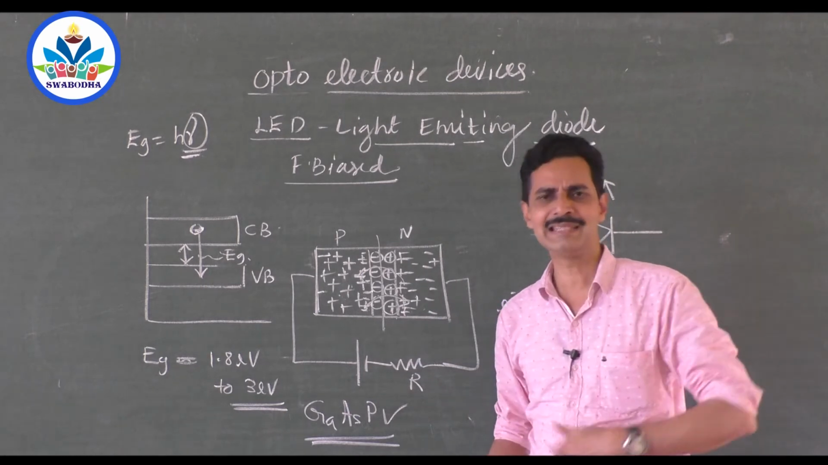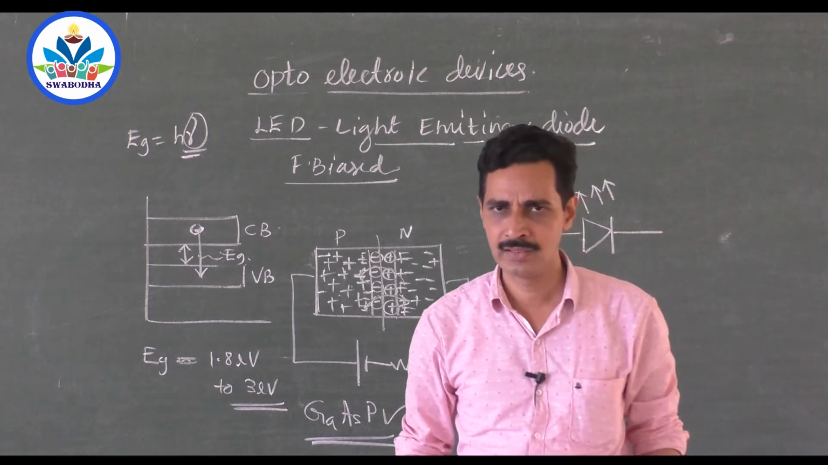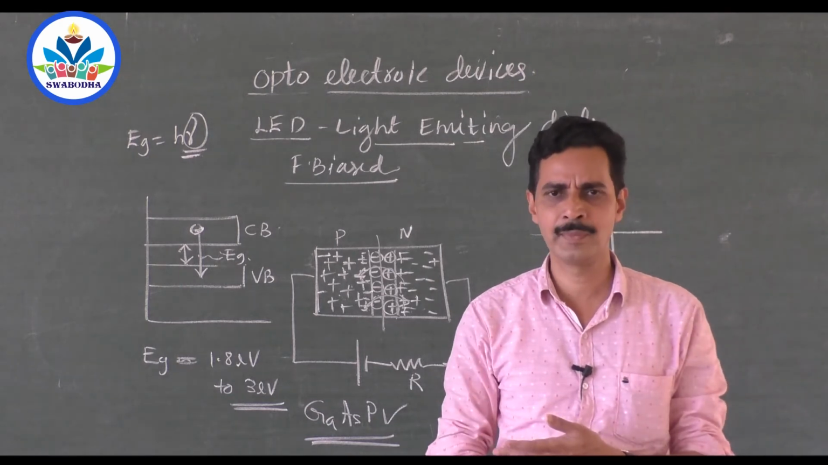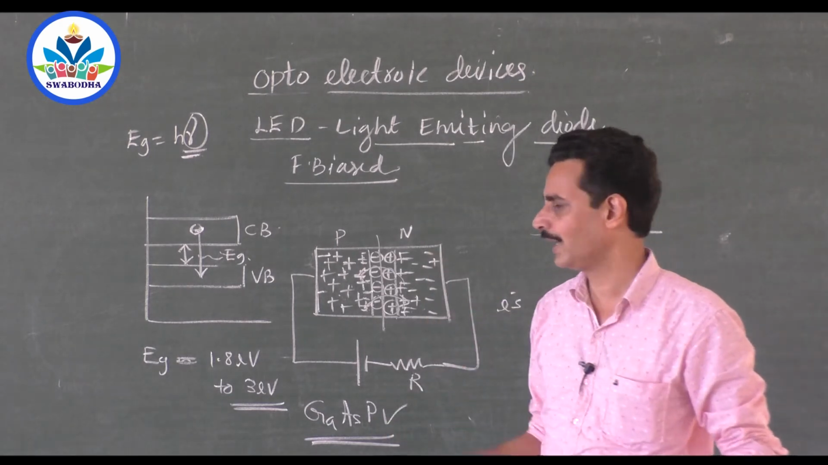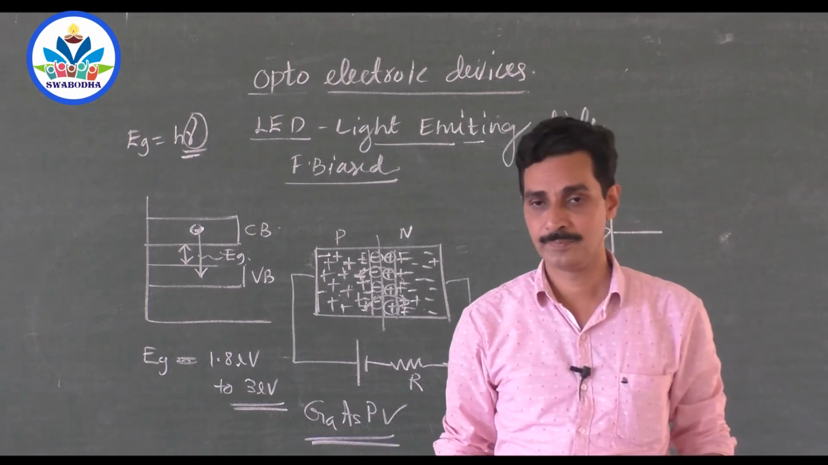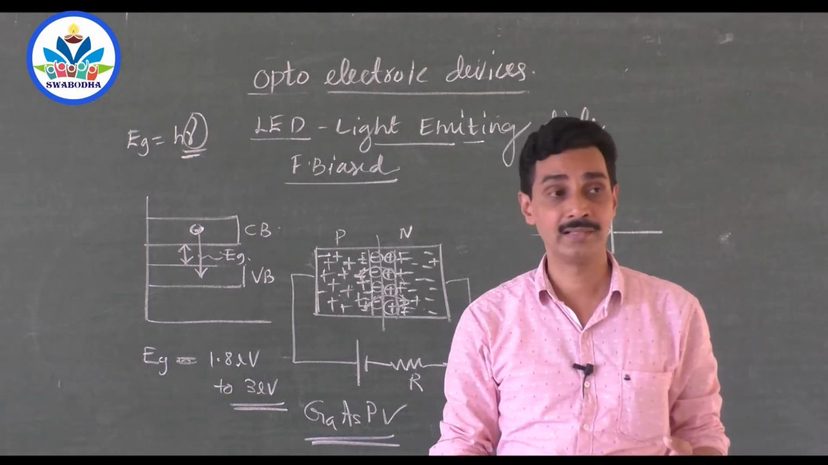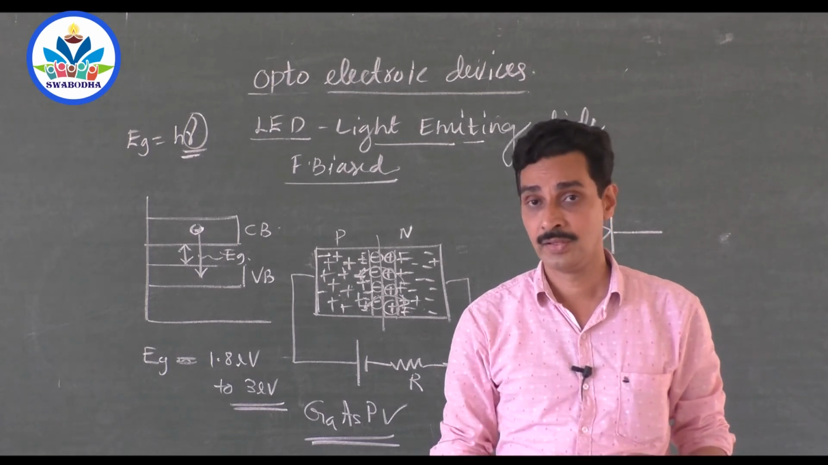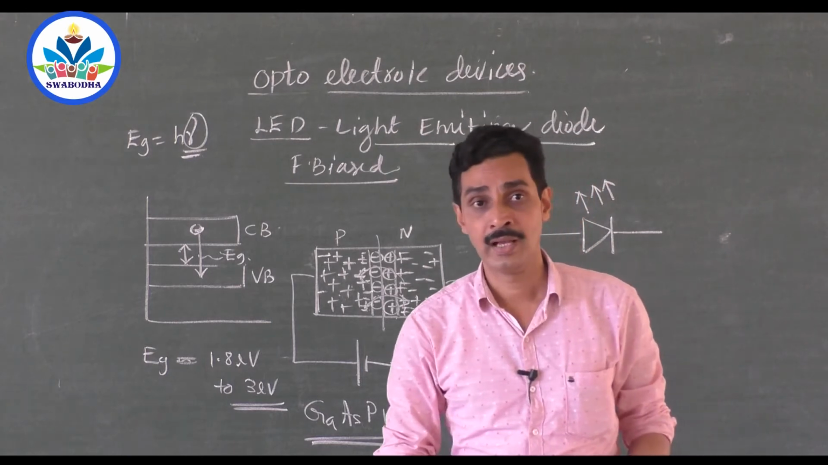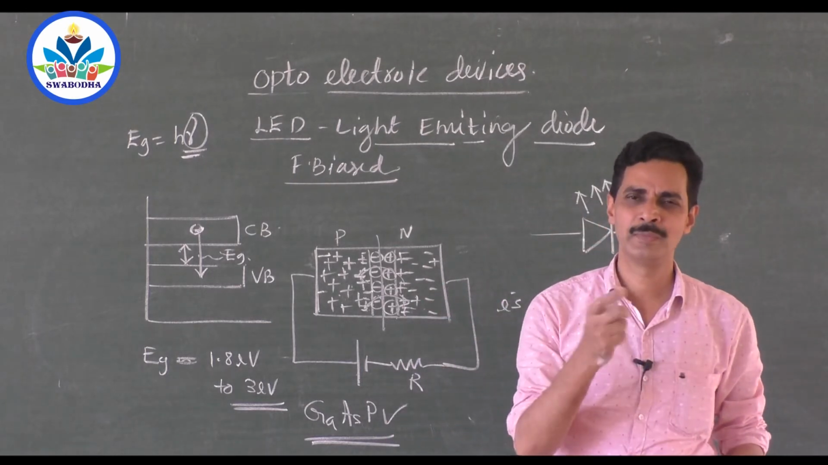LEDs can switch on instantaneously because it is not the filament, it is just forward biasing and a PN junction. Electrons and holes can recombine immediately and give the energy in the form of light, visible light. So no warm up time is required, and they are very cheap, and they have long life, long life durability, and they use very less amount of power.